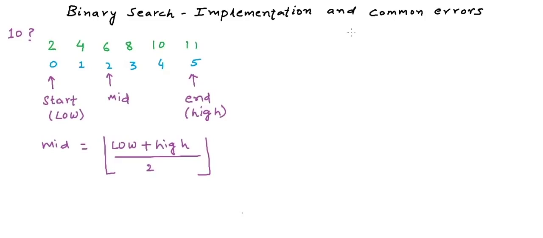So we are searching for number 10, and initially we are in a state where lower index is 0, higher index is 5, and so mid index is 2. Now we see whether the element at the middle index is the desired element. If it is the desired element, our search is over. So the element at the middle index is 6. Is 6 equal to 10?